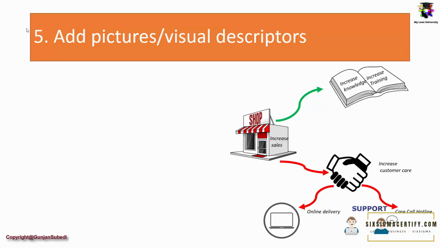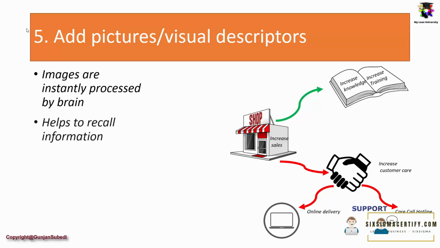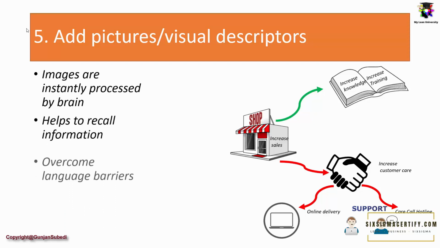The fifth stage is the addition of the pictures or the visual descriptions. We already started this particular mind mapping with the picture itself. If we had started with just the words, we can even add the picture or any other visual descriptors in the mind mapping. This is because the images are instantly processed by our brain, and this helps us to retell the information and also overcome the language barriers.